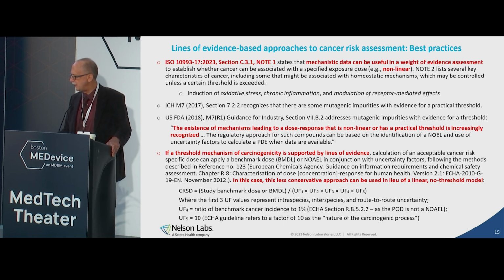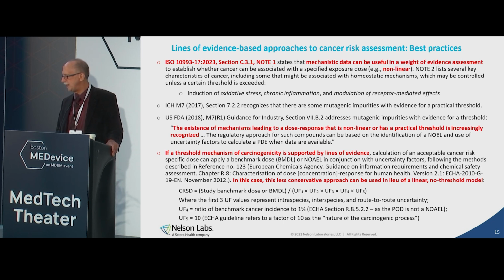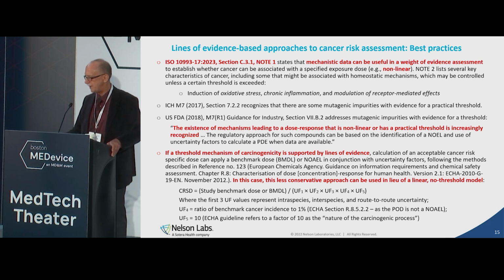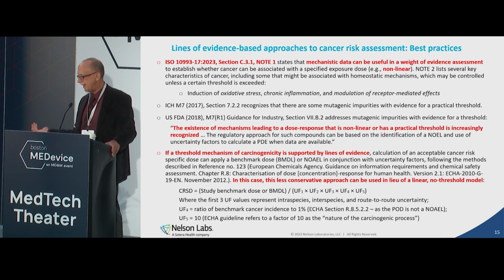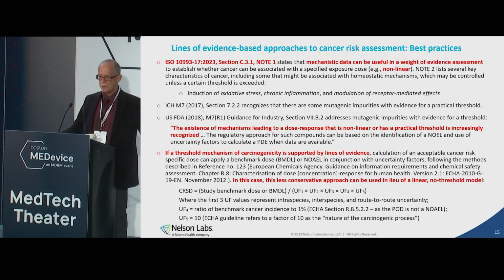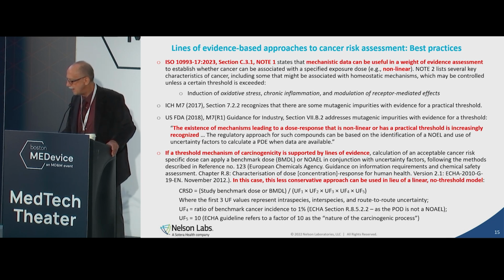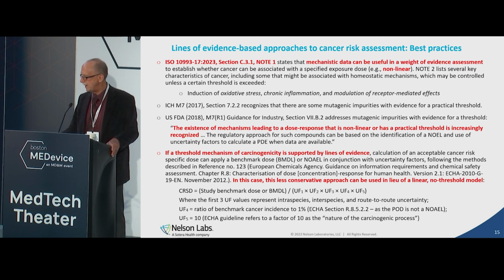And they give you a little bit of information on key characteristics. That's a concept coming from EPA a few years back. Oxidative stress, chronic inflammation, pre-neoplastic changes, proliferation of tissue, modulation of receptor-mediated effect. All of those can sometimes result in a threshold below which there's no effect. And there's ICH M7 as well as FDA guidance for industry for M7 that addresses mutagenic impurities with evidence for a threshold. So there's some basis for it.